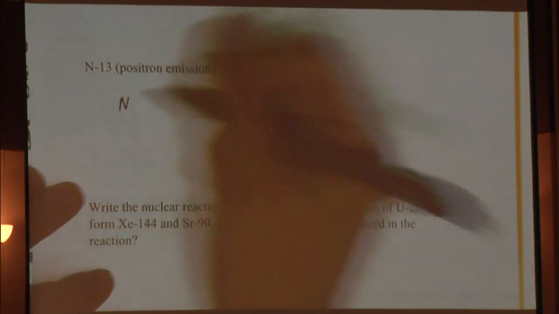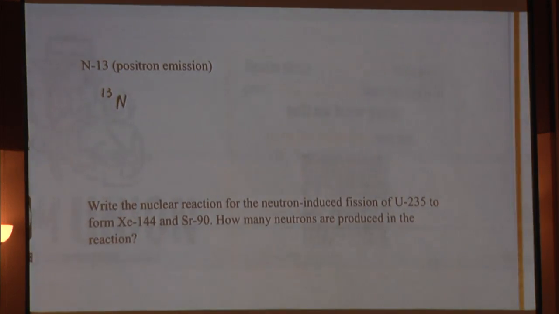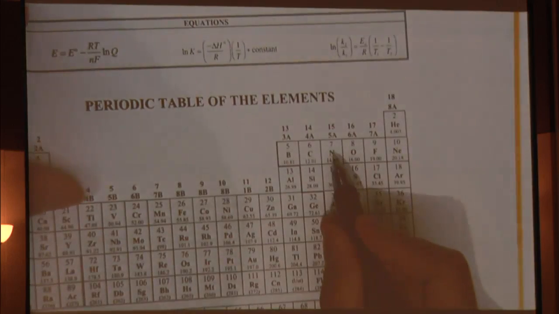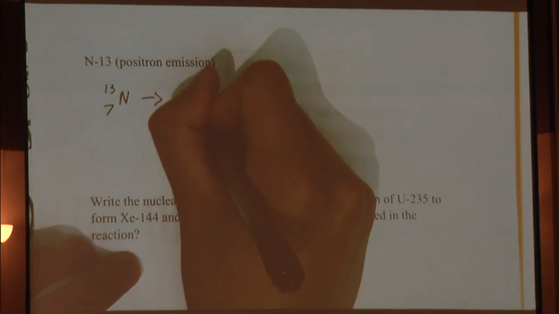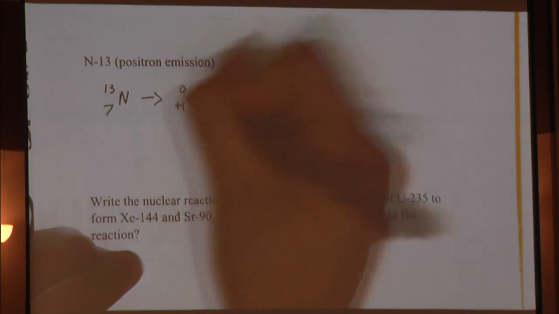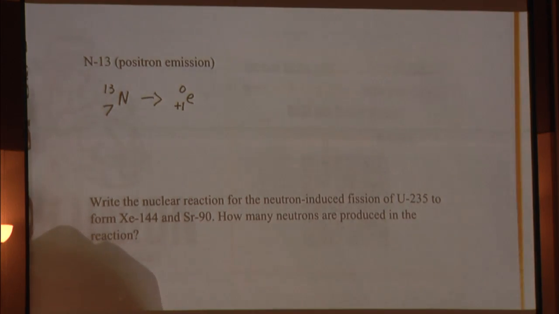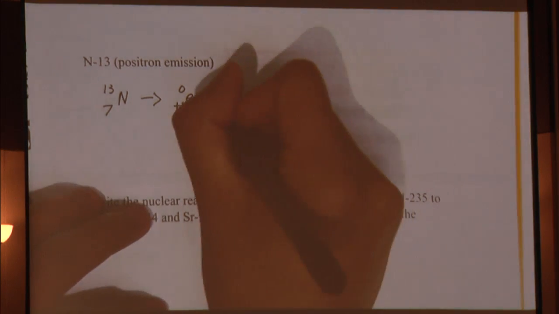Similarly, we have nitrogen, and we see here our atomic number for nitrogen is 7. And this emits a positron. So remember that a positron has 0 mass, and it has a +1 charge, or +1 atomic number. This has a positive charge.